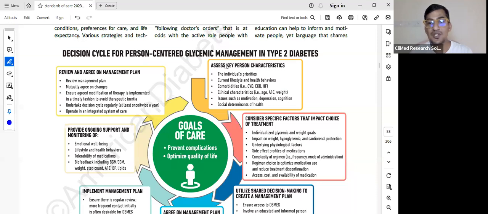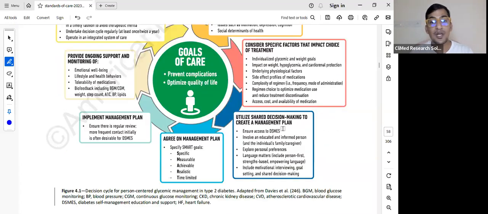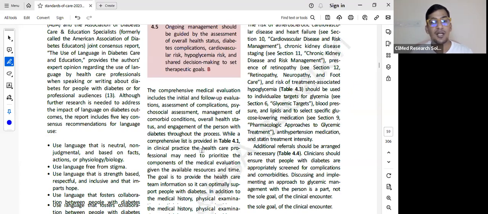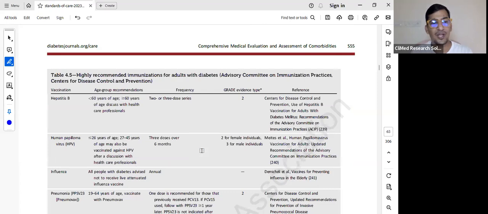Assess the key person characteristics. What are the key person characteristics, like comorbidities, lifestyle, health behavior, individual priorities. Then consider specific factors. Then utilize shared decision making. Then agree on the management plan. The measurement plan is SMART, so specific, measurable, achievable, realistic and time limited. Those things I will even discuss in our classes, right? Behavioral factors, they have described everything very nicely.